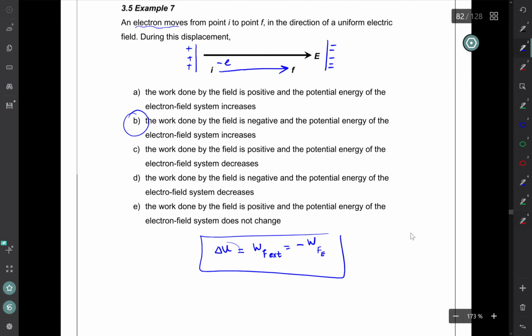That's method one. Method two, you could draw the electric force on the negative charge. We said that if there is a negative charge in here, the force from the electric field on it is going to be in the opposite direction of the field lines because the charge is negative. So Fe is to the left. You see that delta R, which is from I to F, is to the right, and the electric force is to the left. So the work done by the electric field is negative because F and delta R are in opposite directions. If the work done by the electric field is negative, the work done by us is positive according to this equation, and delta U is positive, meaning that the potential energy would increase.